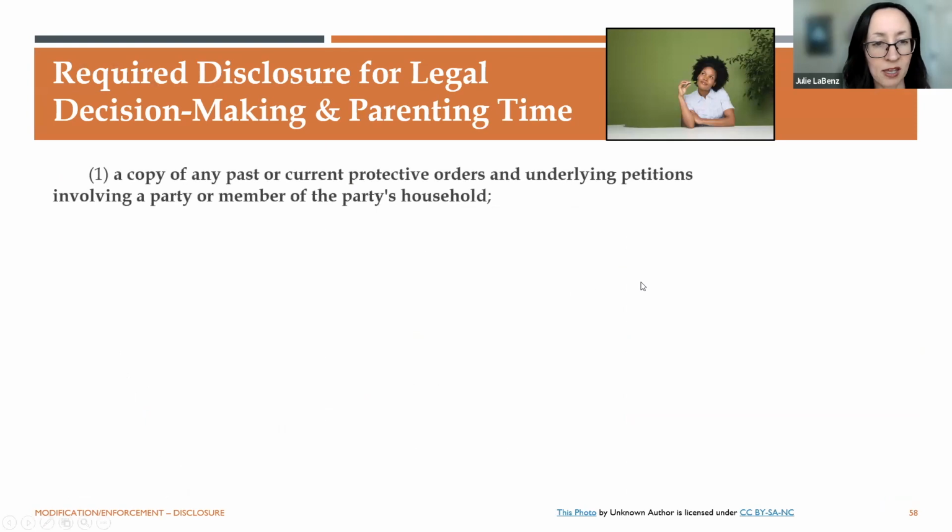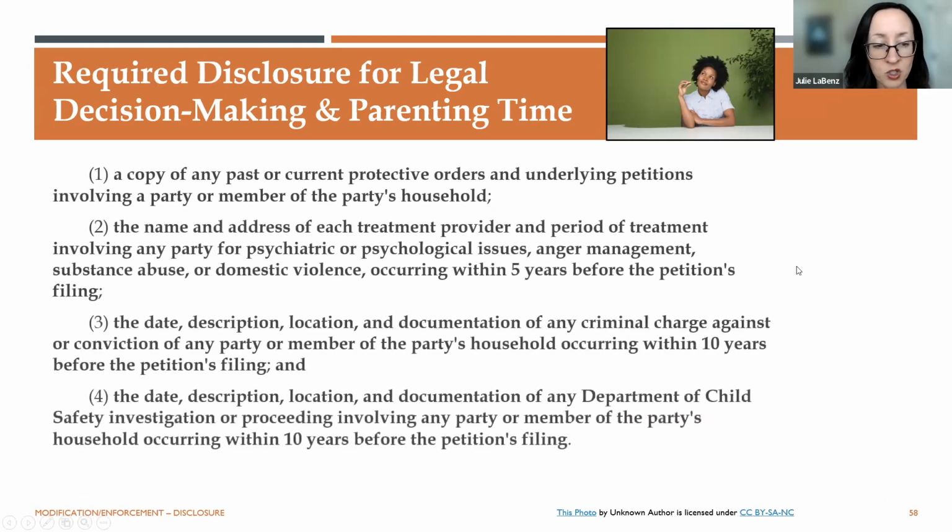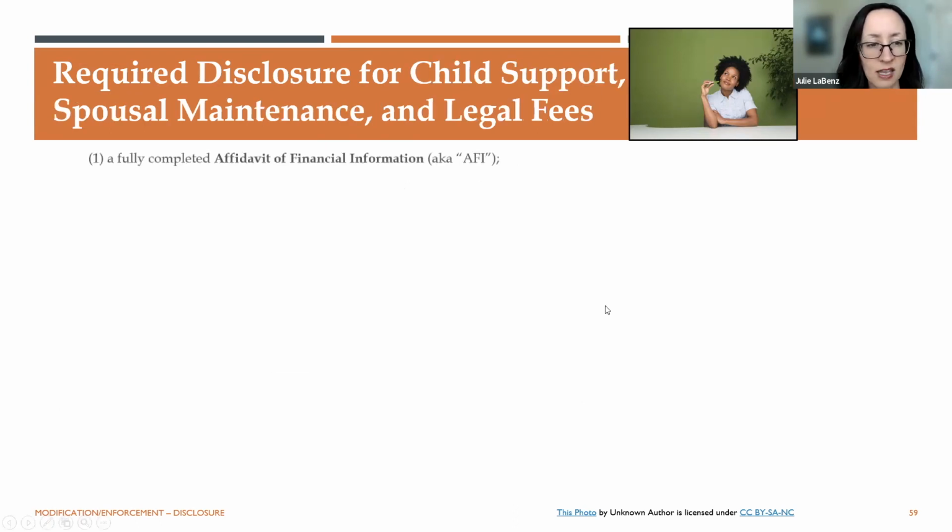So for legal decision-making, if that's at issue, or parenting time, then are there any protective orders? Has there been any periods of psychiatric or psychological treatment, anger management, substance abuse, domestic violence? Have there been any criminal charges or convictions involving either parties or members of households? Any Department of Child Safety investigations? So if any of those things have happened in your case, then you need to comply with these disclosure requirements.